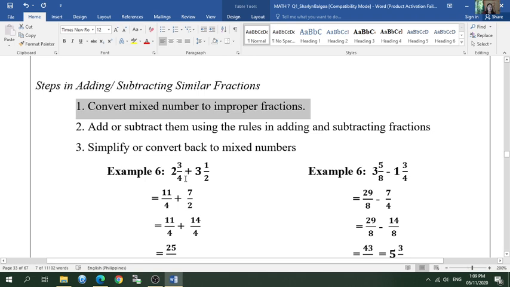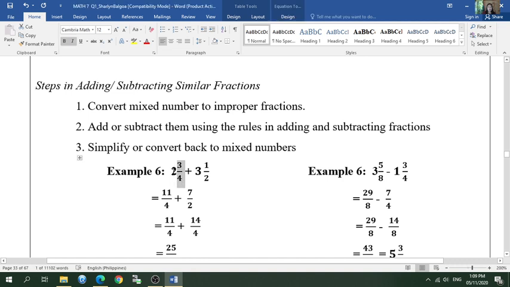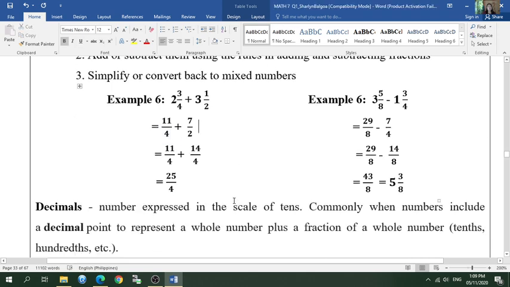Okay, starting on the denominator multiplied by whole number. 4 times 2 is 8 plus 3, so we have 11. And then you copy the given denominator. So we have 11 over 4. Next, 3 and 1/2. 2 times 3 is 6 plus 1, so we have 7 over 2. Okay?